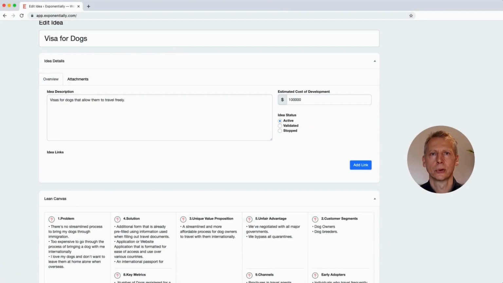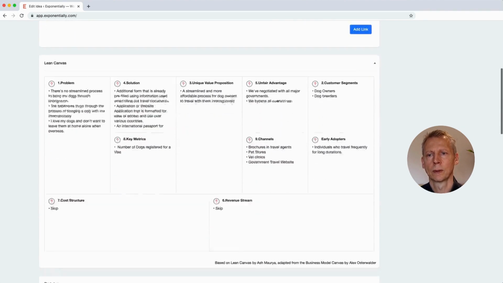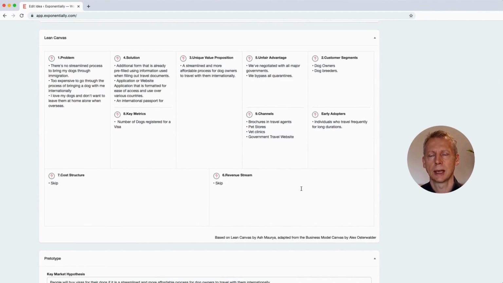I'm now going to take you through the Visa for Dogs example for the lean canvas. And if you remember, the idea here is that it's a visa for dogs that allows them to travel freely with you when you're traveling overseas. So if we're going to the lean canvas, what we're trying to see here is, does anybody even care? And what you're looking for is a 30-minute exercise with 2 or 3 bullet points to capture each.